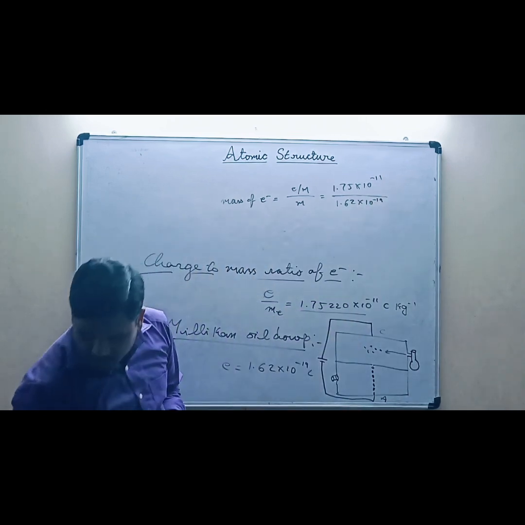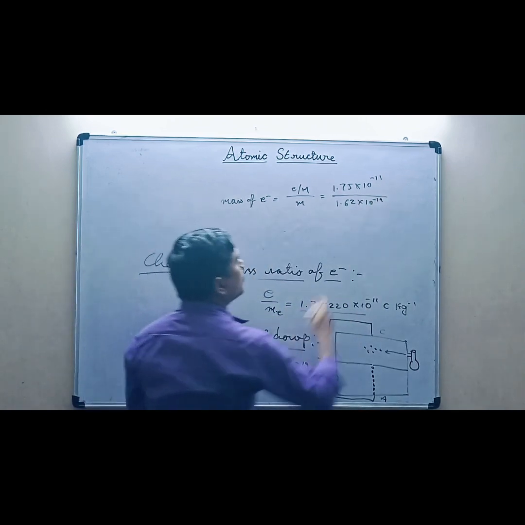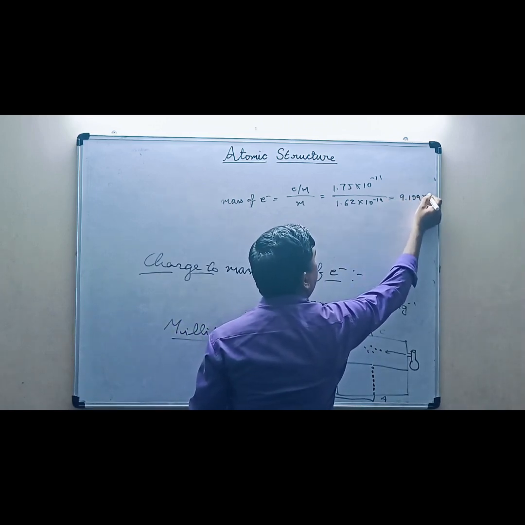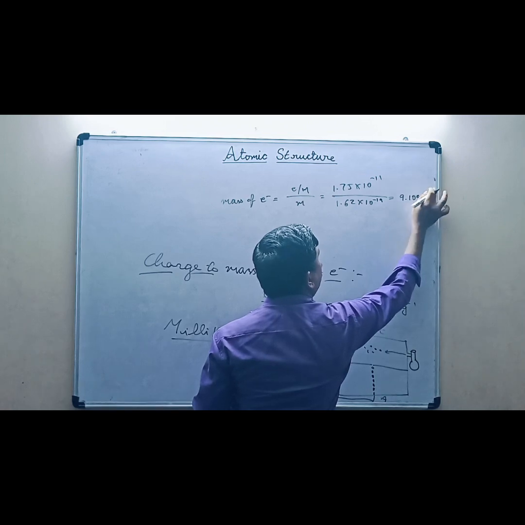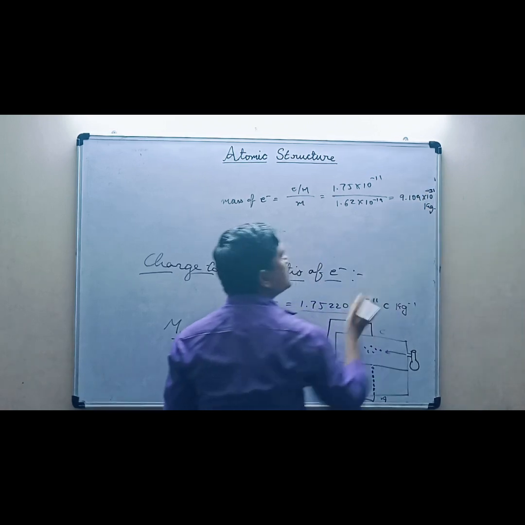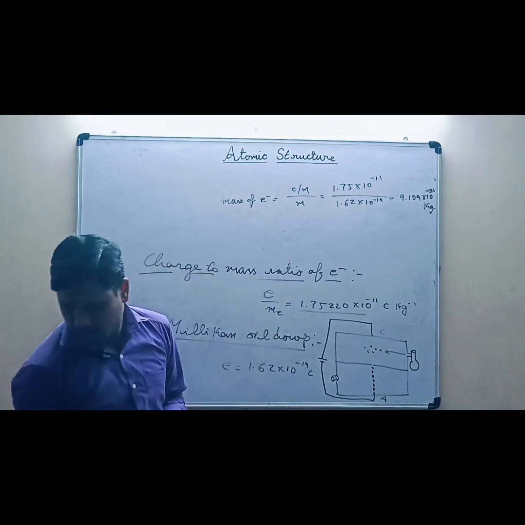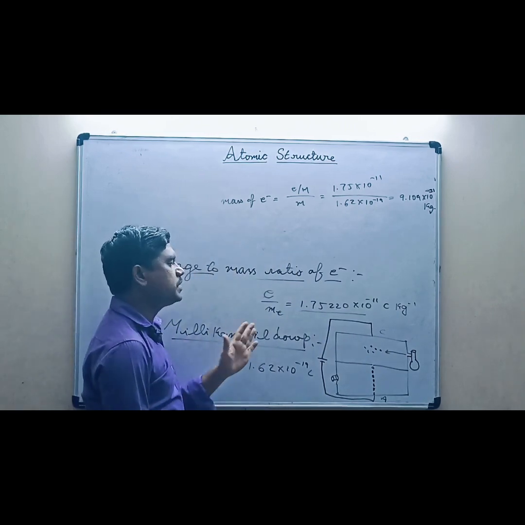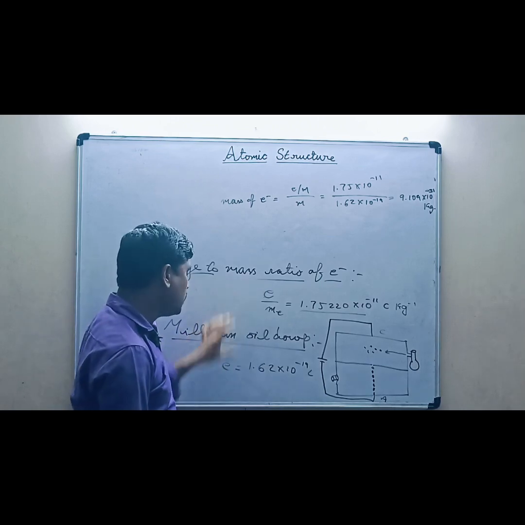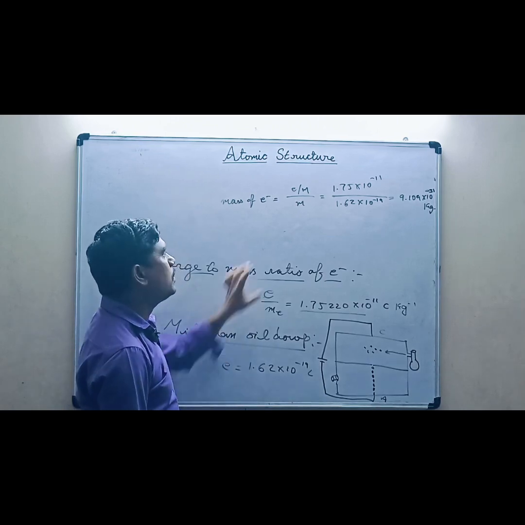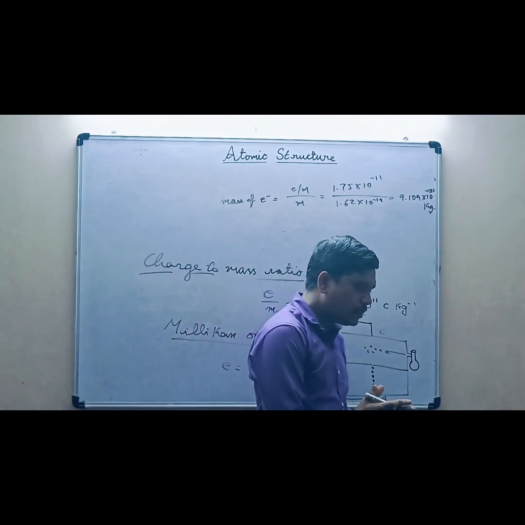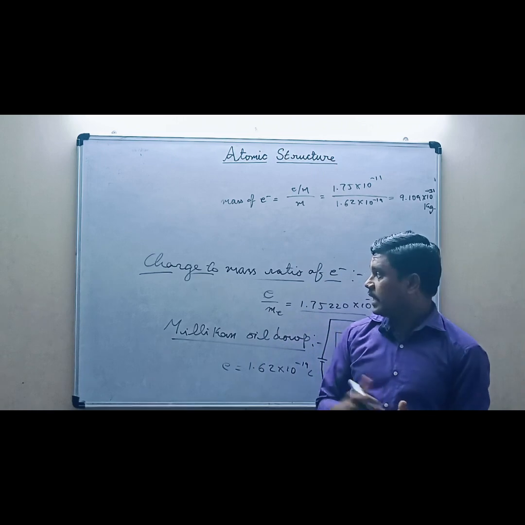So with this, they got the value of the overall mass as 9.109 into 10 to the power of minus 31 kgs. So this is the mass of the electron. Based on these activities and observations, they were able to find the charge to mass ratio of an electron, the charge of an electron, and the mass of an electron. So with this, we complete the properties of the electron.